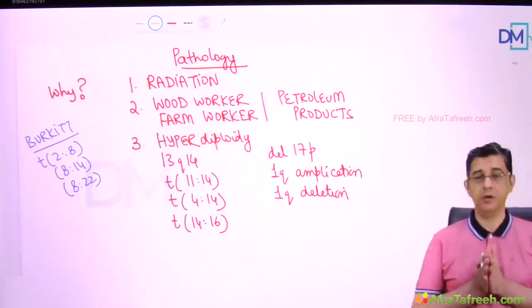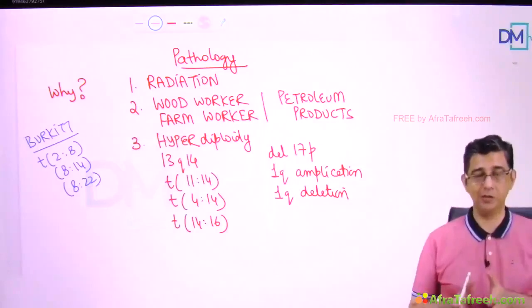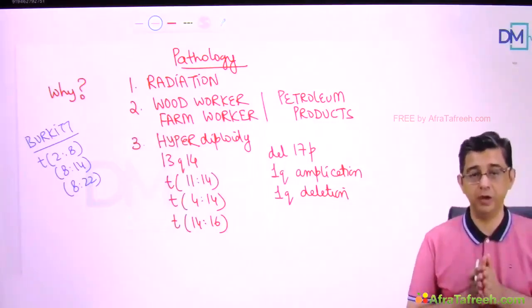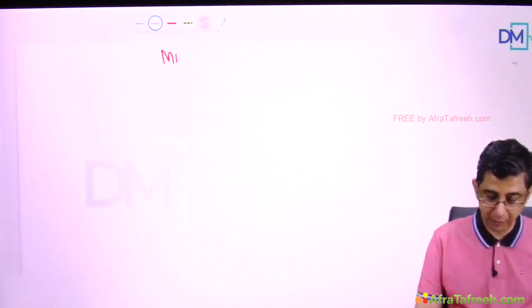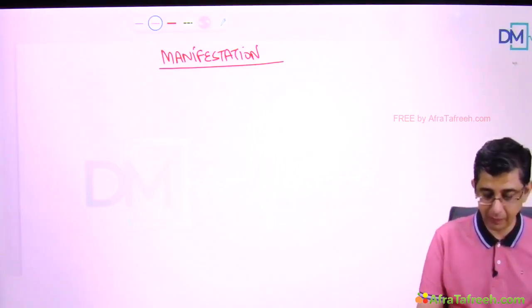So radiation, petroleum products, and these chromosomal associations are responsible for development of multiple myeloma. Let us now look at what will be the manifestations of this particular patient from a pathological perspective, so that we can finally remember the clinical features of the disease.